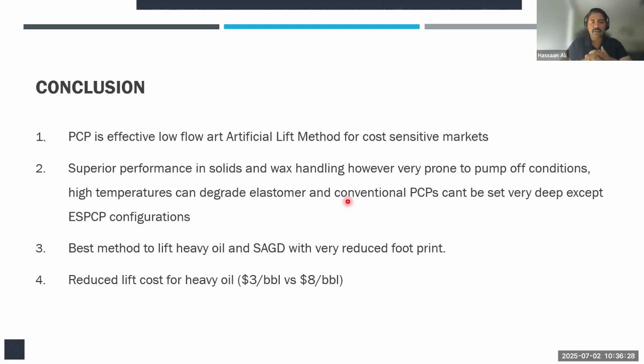And the reduced lift cost. So just because you have smaller upfront cost of the system, you have very small operating cost. This is overall the cost of fluid, cost of lifting the fluid all the way to the surface is considered very less compared to the rest of the artificial lift methods.